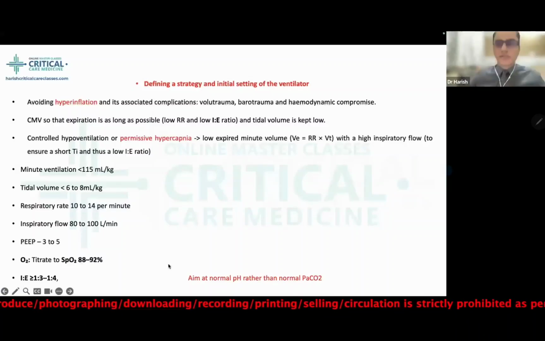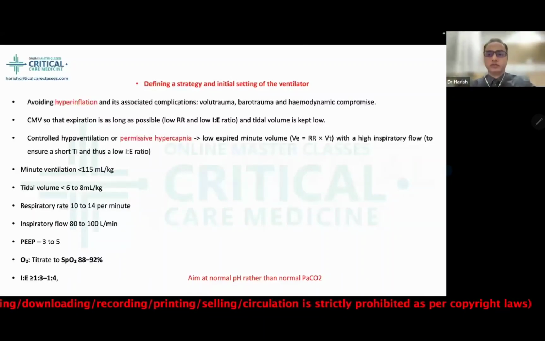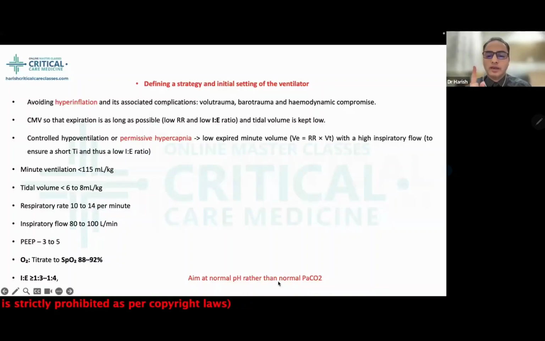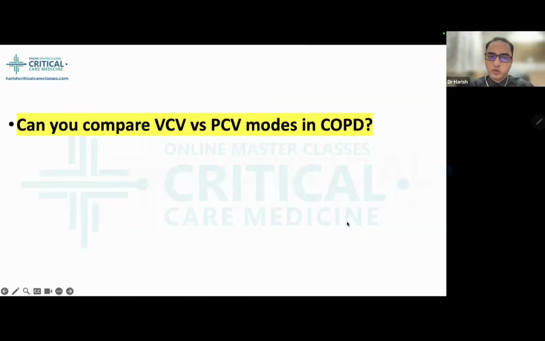See, you should tell some setting to your examiner. So this you can remember for all your practical purpose. Okay, these values. So aim at normal pH rather than normal PCO2. We don't want normal PCO2 as long as we are able to achieve the normal pH. That is the goal in ventilating the acute exacerbation of COPD.